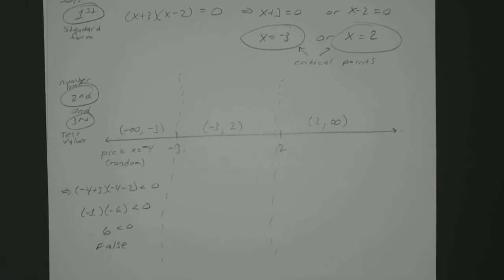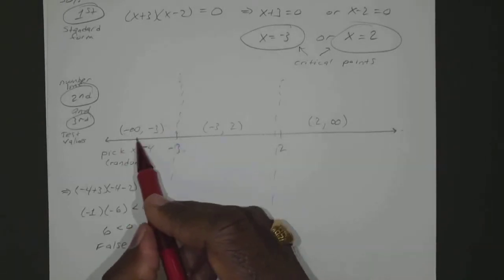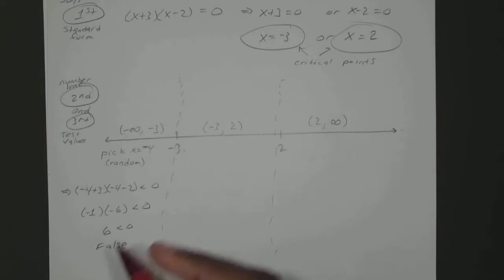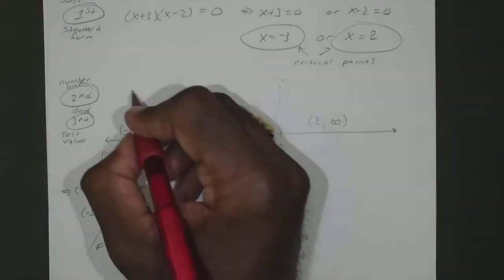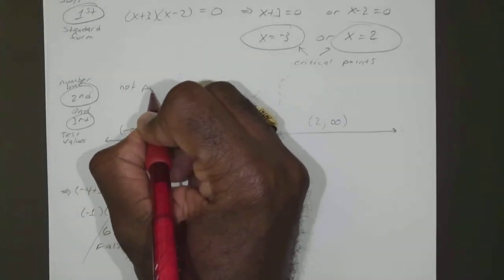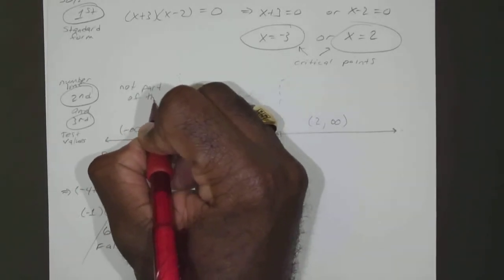Okay, so as soon as it's false, we already know that this is not part of our solution set. So you can go ahead and draw a line through it. Not part of the solution set.